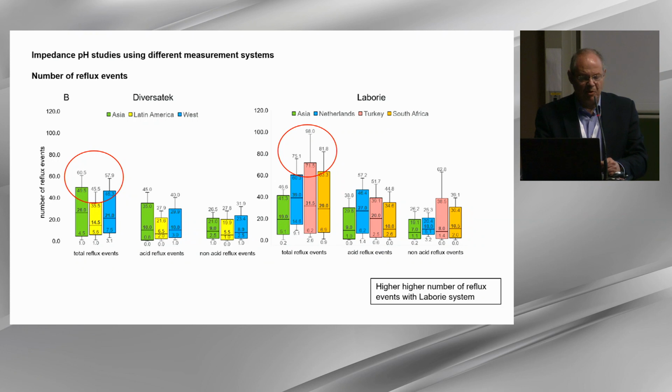Not only the acid exposure showed differences in regions, but also the number of reflux episodes detected. And again, the Labori system used in Asia, in the Netherlands, in Turkey, and South Africa showed a higher number of reflux episodes. I repeat that these studies were analyzed using consensus criteria by the same people during half of the pandemic period with Skype analysis. The four of us were sitting there, sharing the tracing and discussing each tracing one by one.